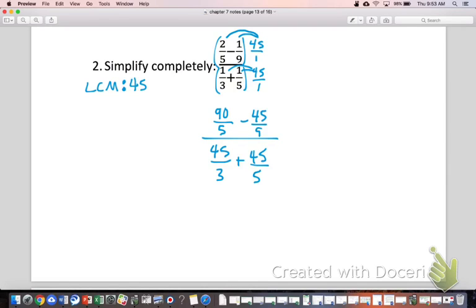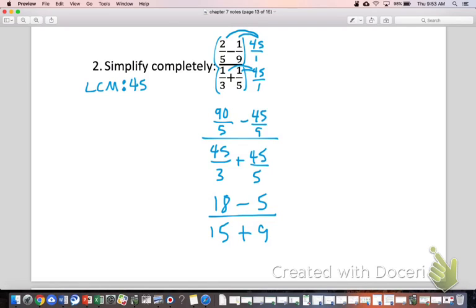Yes. Now, if you can just reduce these, it's going to boil down to some pretty simple arithmetic. What's 90 divided by 5? 18. Yep. What's 45 divided by 9? 5. What's 45 divided by 3? 15. And 45 divided by 5? 9. This just got a lot simpler really fast.